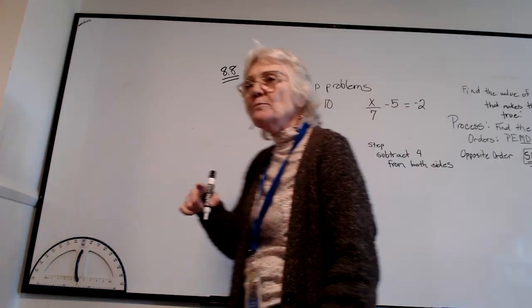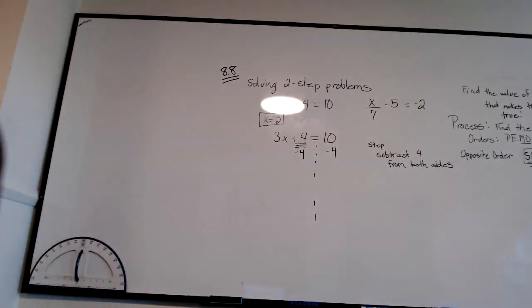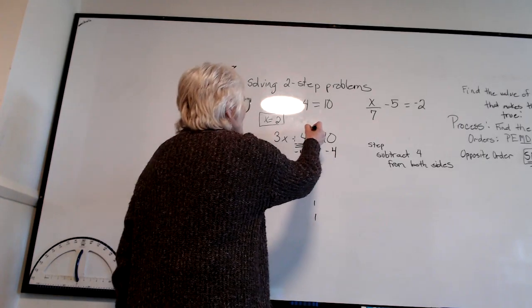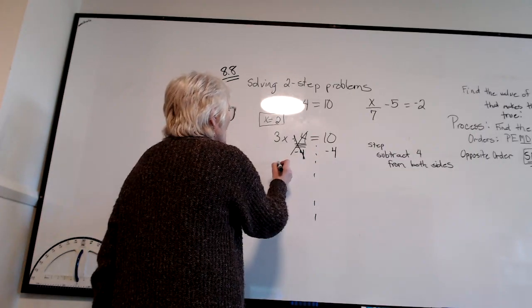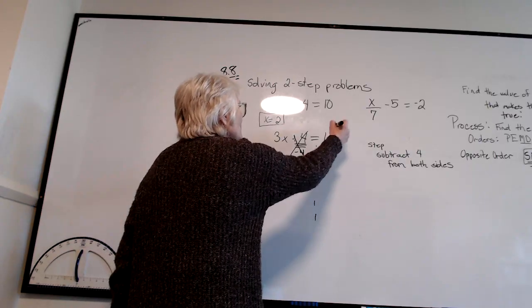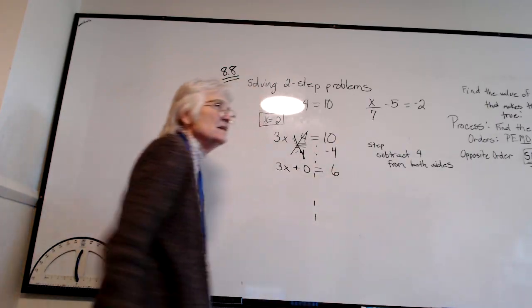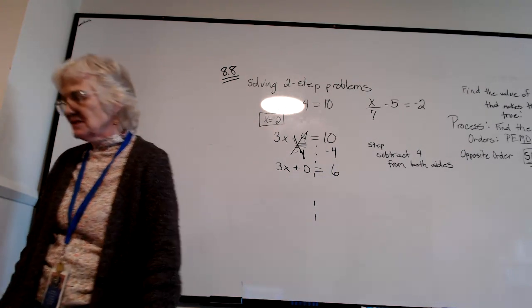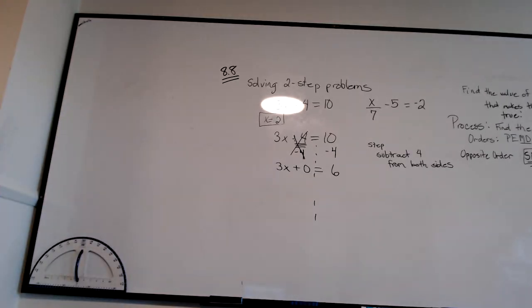Now, one thing for you people that don't like to show work, right? You can write "subtract 4 from both sides" and then do that, and that's showing work because you've explained what you're doing. So what happens is this makes a 0. So what I have really is 3x plus 0 equals 6. But we don't have to write plus 0 because we don't usually write plus 0. We're lazy. We don't want to write more than we have to.